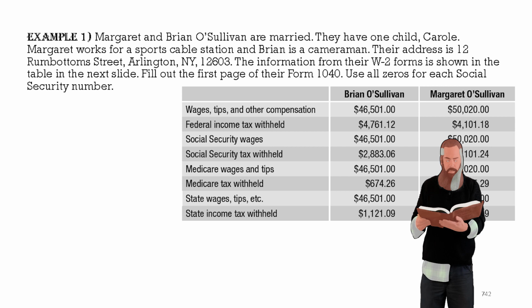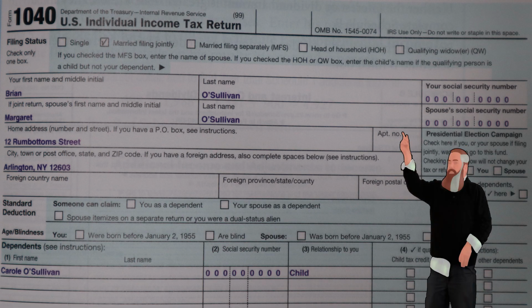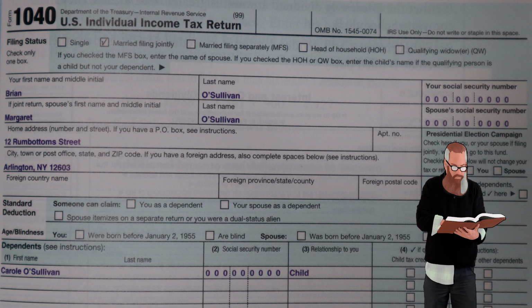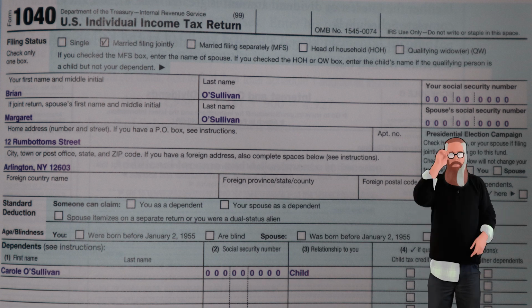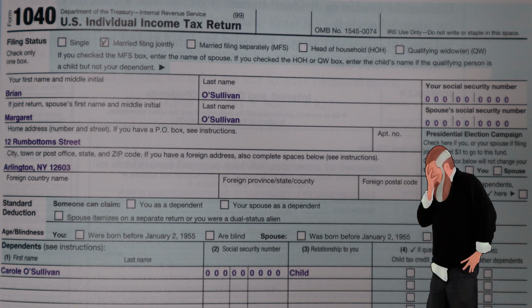Fill out the first page of their Form 1040 and use all zeros for the Social Security number. They must choose a filing status on the first line, and they file married filing jointly. This means the husband and wife will combine their financial information onto one Form 1040. They enter their names, address, and Social Security numbers in the appropriate field.